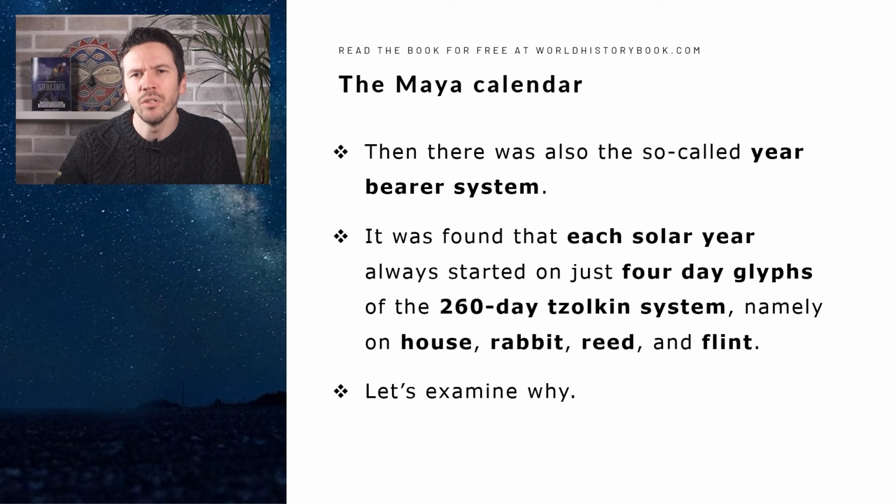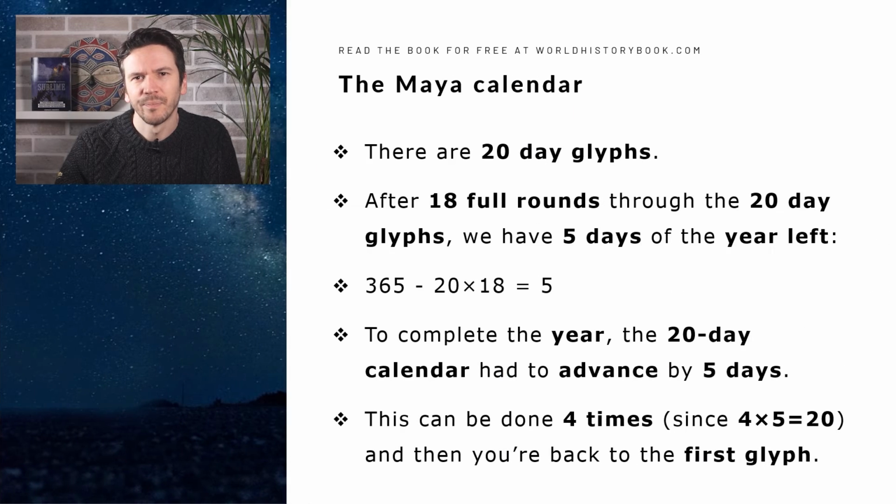Then there was the so-called year-bearer system. It was found, and I'll explain it in a minute, that each solar year always started on just 4 day glyphs from the 260 Tzolkin system. Namely, the first day of each year always started on either the house glyph, the rabbit glyph, the reed glyph, or the flint glyph. Let's examine why. And please hang on here for a moment.